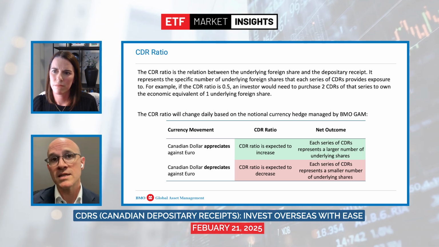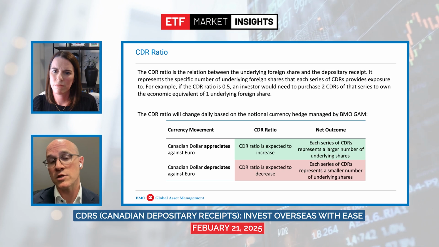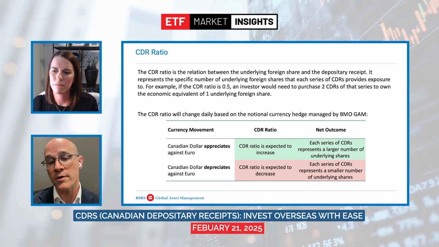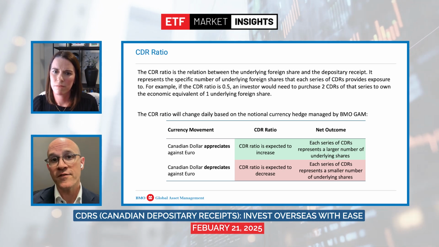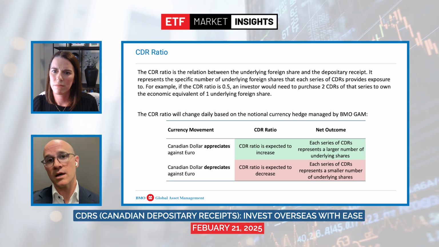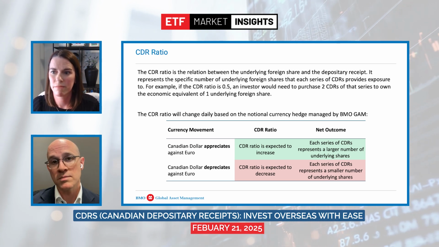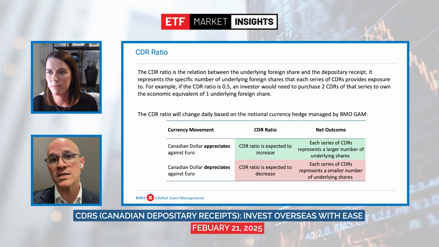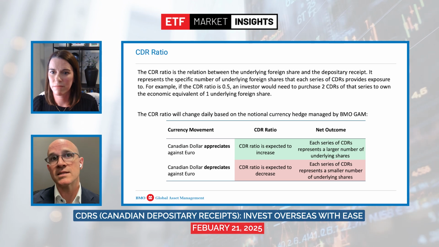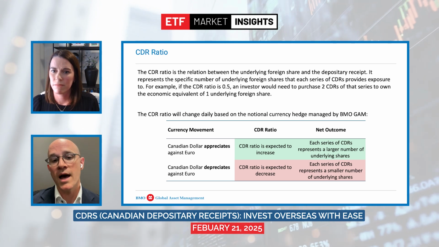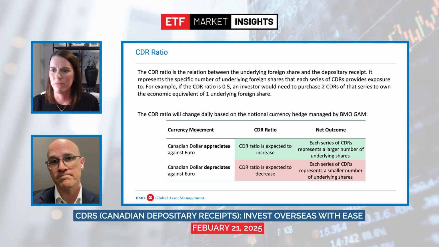So what it means as an end investor is your entitlement to the number of underlying shares could go up or down. But the net effect is you are agnostic to currency fluctuations. And so that is the mechanism in which we deliver the hedge return. So simple example, you have a hedge or a CDR ratio of 0.5. You would have to own 2 CDRs to get the equivalent exposure of 1.